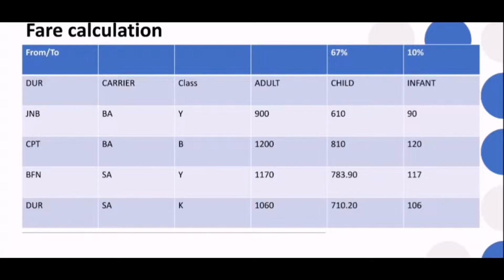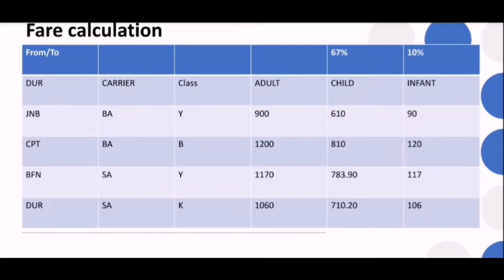This information then is now in the fare calculation. Then we go consult our handouts, and we find out how much each flight is. So we consulted our handouts, and then we went Durban, Johannesburg, British Airways class Y.